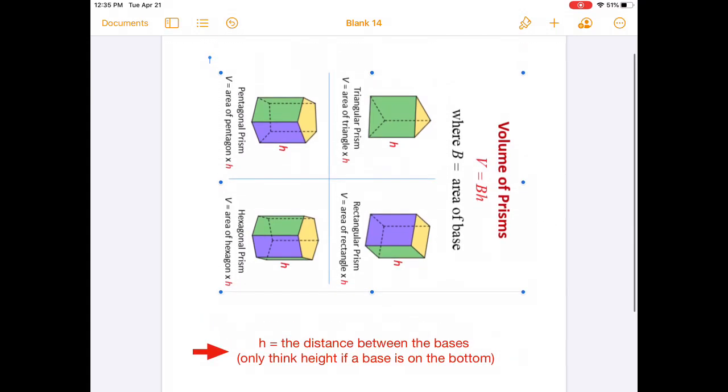But now you'll notice that the bases are on the sides, not the bottom. So we can't think of the height as going from top to bottom here. We have to think of the height as going from one base to the other base. So you have to keep that in mind when you're trying to determine what you're going to put in for h. I've got a couple props with me here to talk about prisms and how to find the volume.